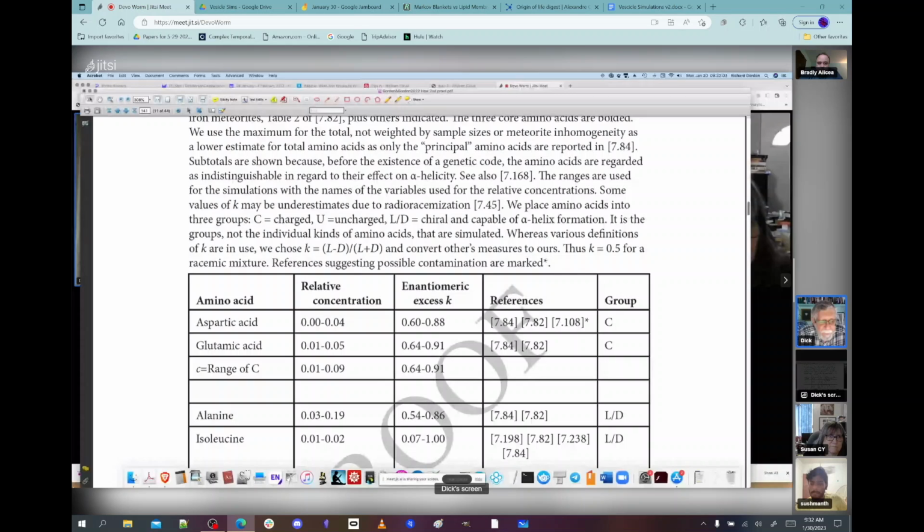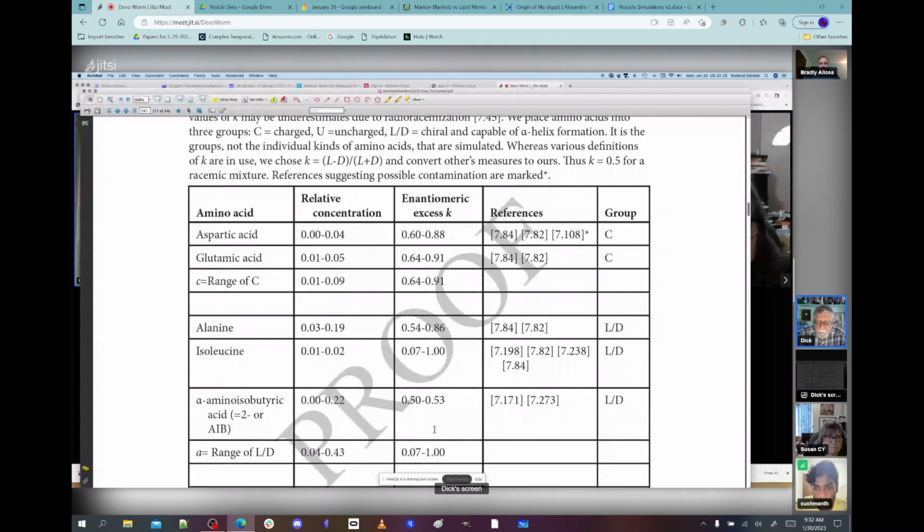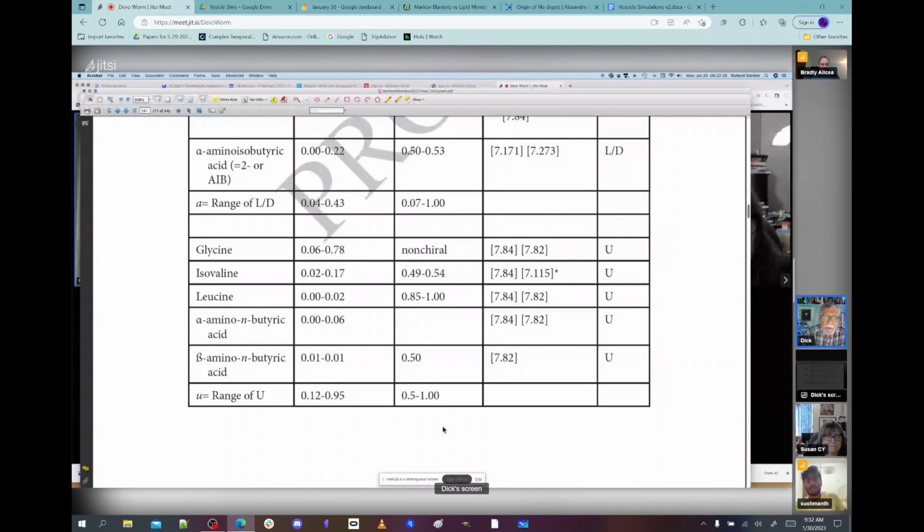They have an excess, and these are the estimated excesses. There are various ways of calculating the excess, but basically, the closer you are to 0.5, the closer you are to what's called racemic, where you have an equal mixture. Okay, so you can see there's a bias already in meteorites towards amino acids of the types that we have in living things now.